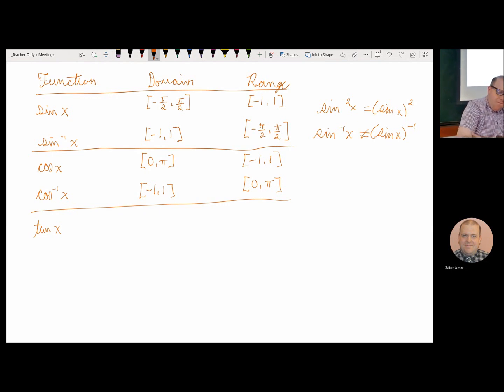Tangent. Restrict the domain to minus pi over 2 to pi over 2, non-inclusive. And that clearly means inverse tangent is going to have a range of minus pi over 2 to pi over 2, non-inclusive.